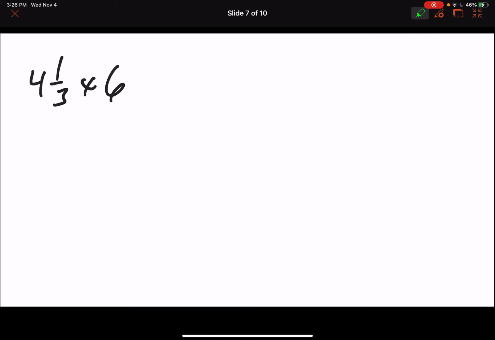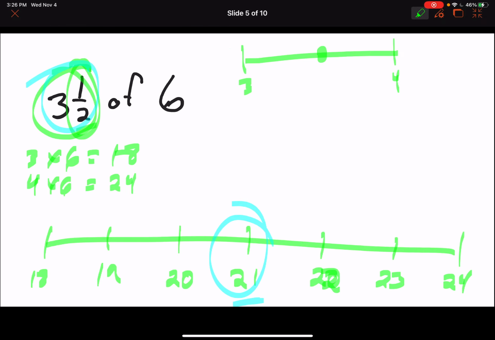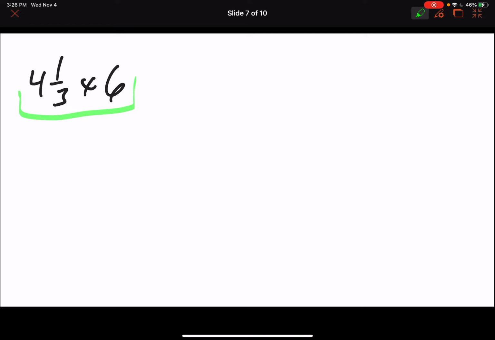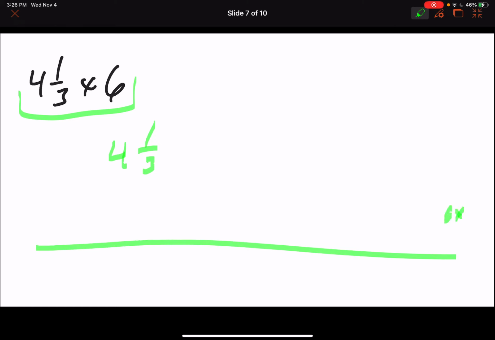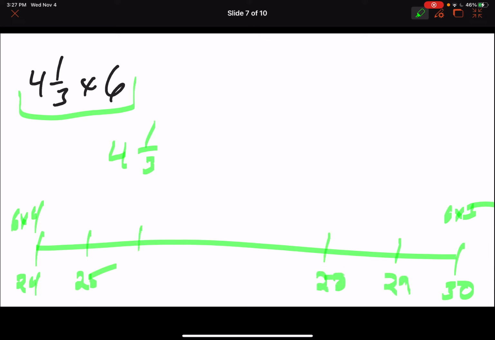Now, looking back here, actually I'm going to come back to that in a bit. All right, we'll do this one now the same way. I want you to pause and I want you to do this one exactly the same way. So I have 4 1/3. I know that that's in between 4 and 5, so I know that I can go 6 times 5 and 6 times 4 on the number line. Okay, this would be 30, this would be 24, and so we're going to go in the middle. So this is 25, 26, 27, 28, 29.